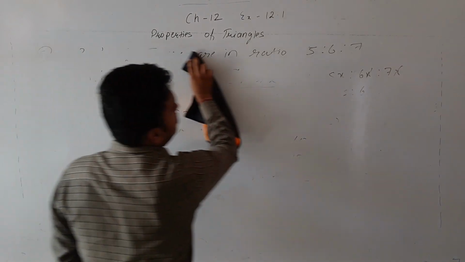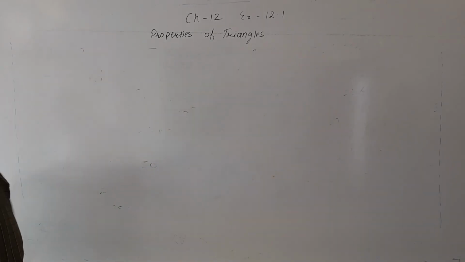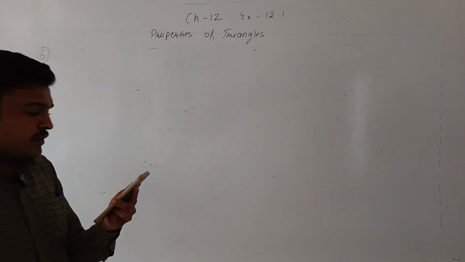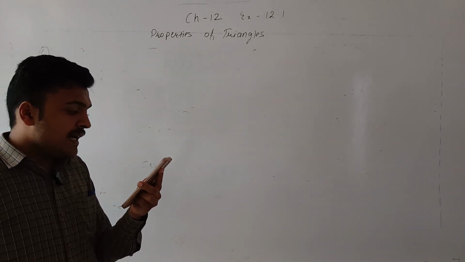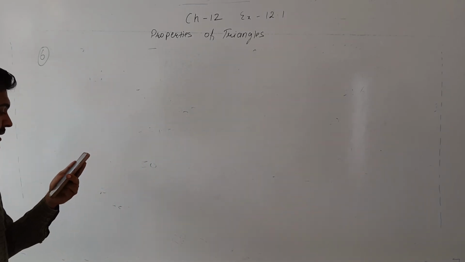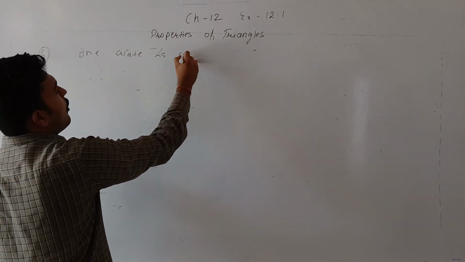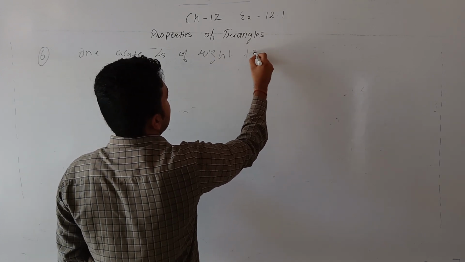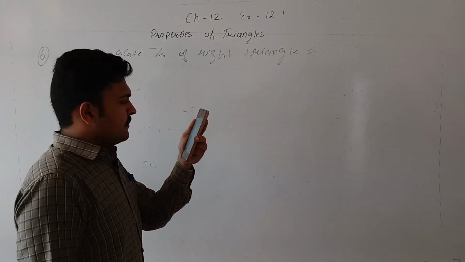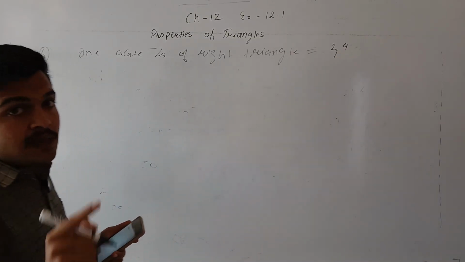So our next question is question number 6. If one acute angle of a right triangle is 49, find the other acute angle. One acute angle of the right triangle is given as 49. We have to find the other acute angle.